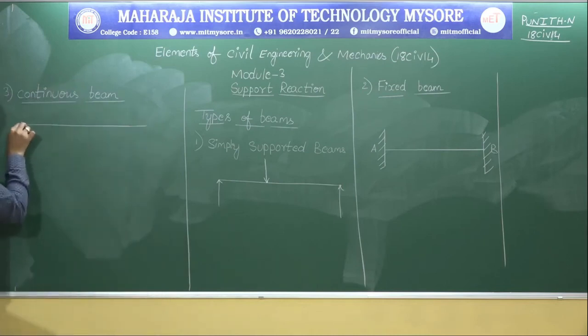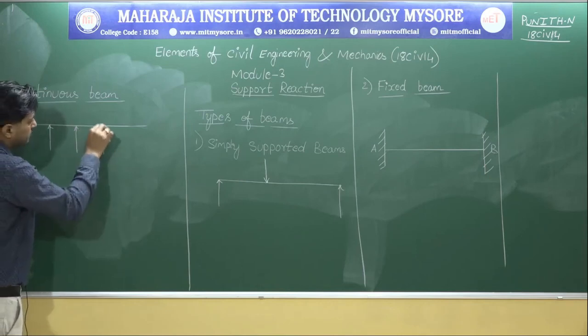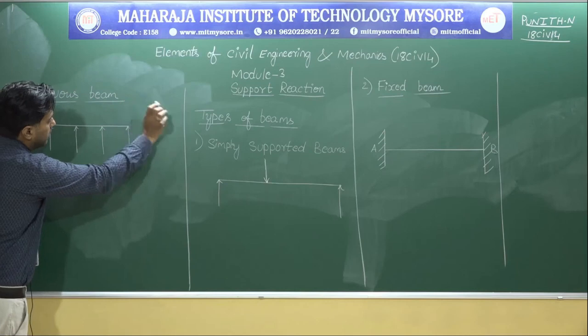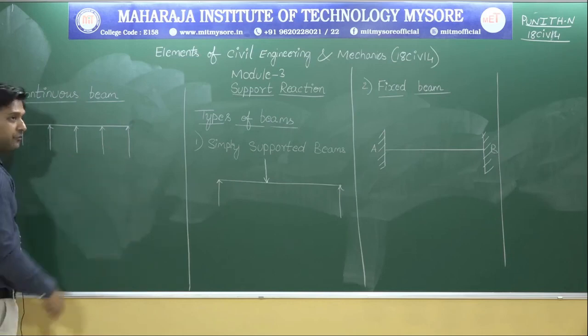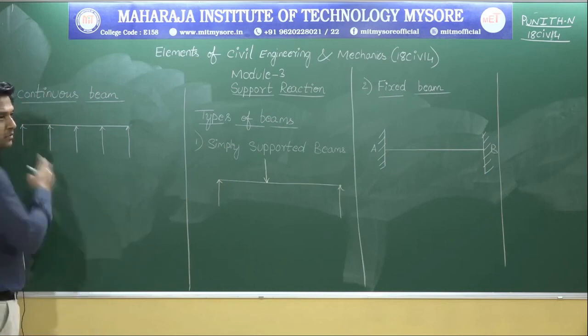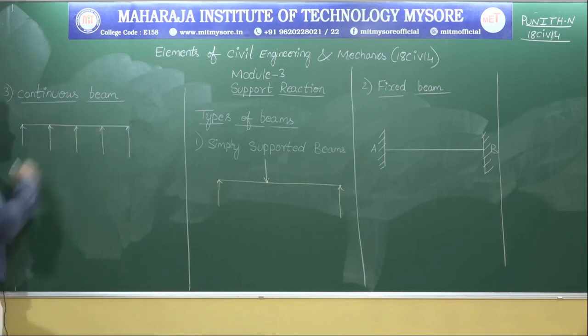There will be a support, and there will be one more support. This I will call one span. Like this, there will be many spans. So this is called the continuous beam. Here the supports are placed at frequent intervals, or else I can say that the beam is continuous over many supports.